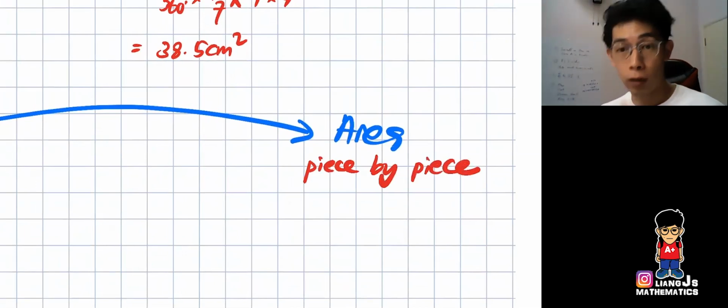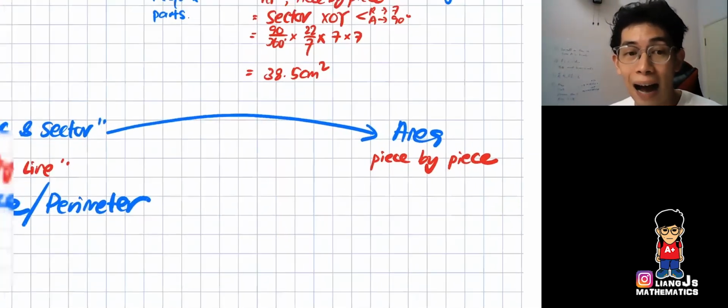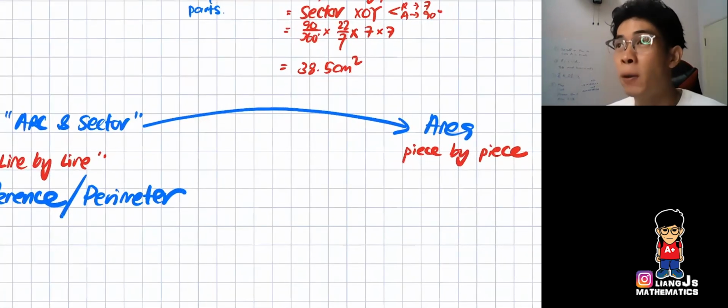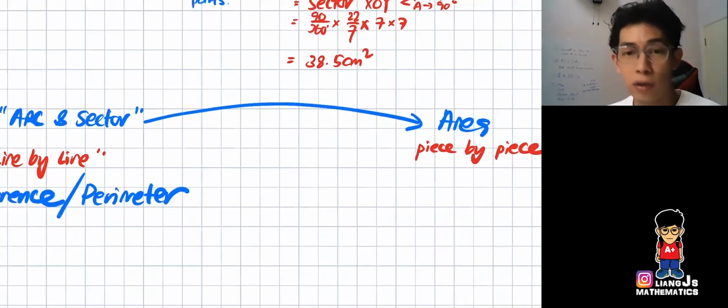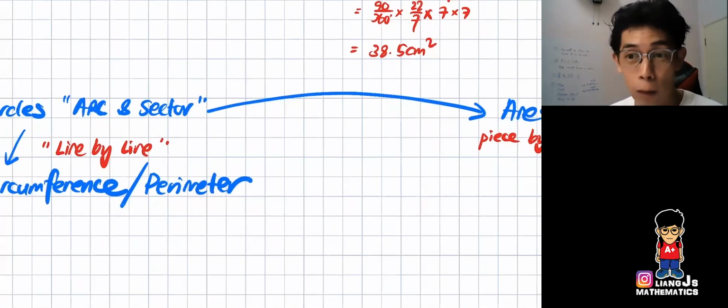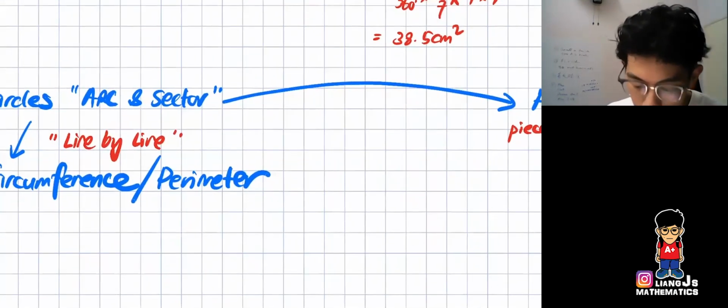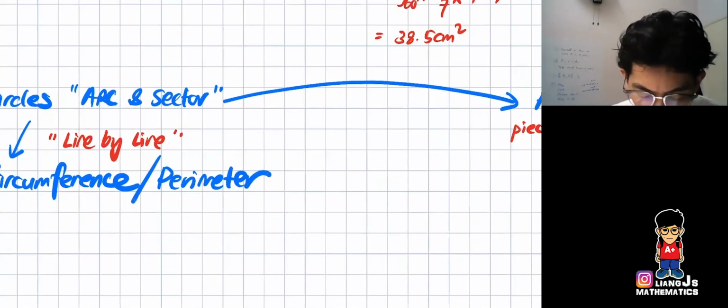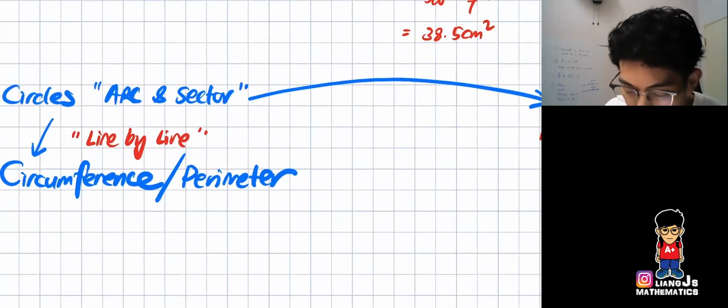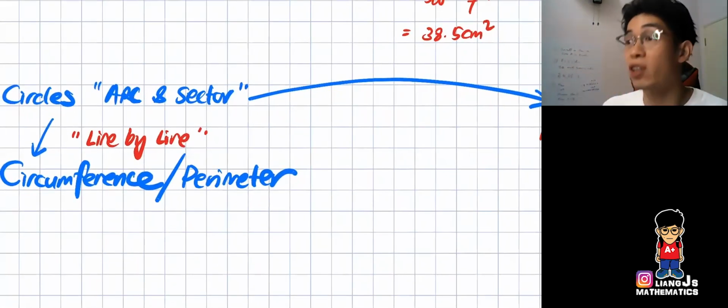Okay, piece by piece. Now, the idea, let me draw some very simple idea for you. Let's say perimeter. Let's say I give you a picture like this. Don't draw this one, just to explain to you.